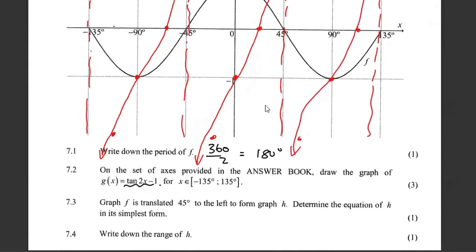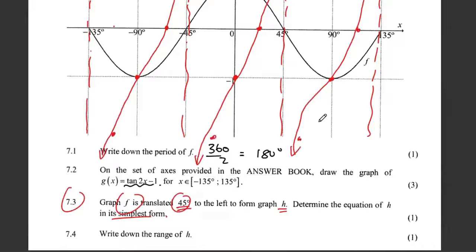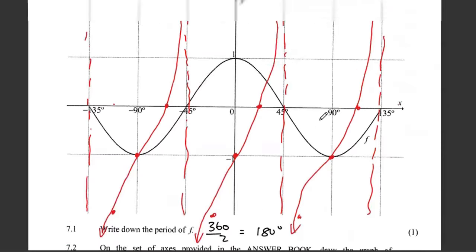7.3. This graph F is translated 45 units to the left to form H. Determine the equation of H in the simplest form. So F is what we're looking at. So if F is cos 2x, where there is x, that's where we're going to move. So it's cos 2 into x. This is minus 45 because they say to the left, which means we have to plus.